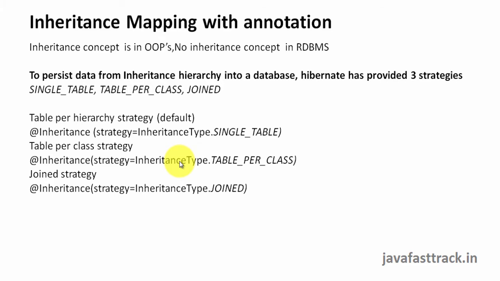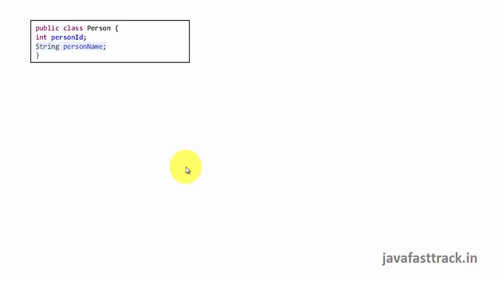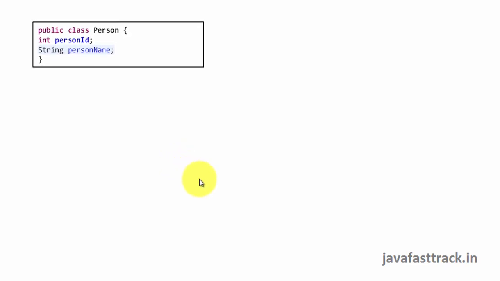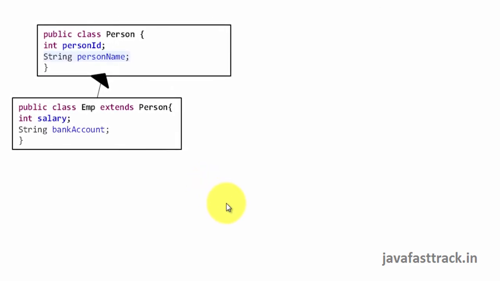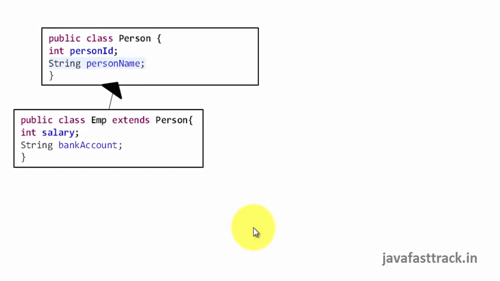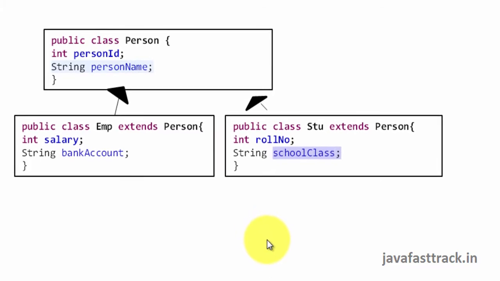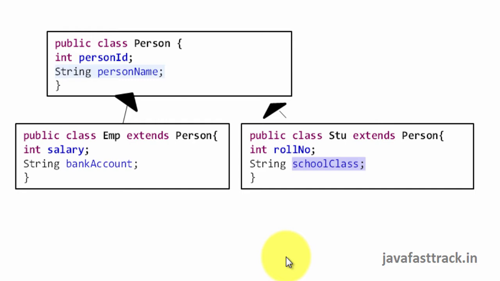I'll take a Java application with some inheritance hierarchy and then I will try to understand these three strategies for mapping. The example consists of a superclass called Person with two fields, person ID and person name, and then two child classes. One is the Employee class which extends Person with two fields, salary and bank account. Another is a Student class which extends Person with two fields, roll number and school class.